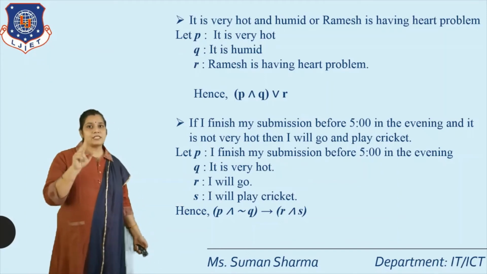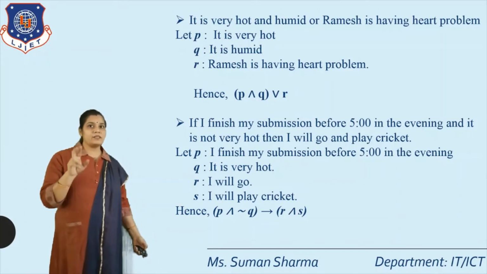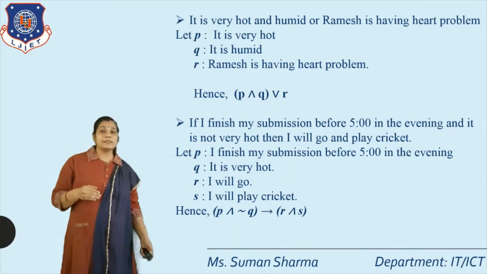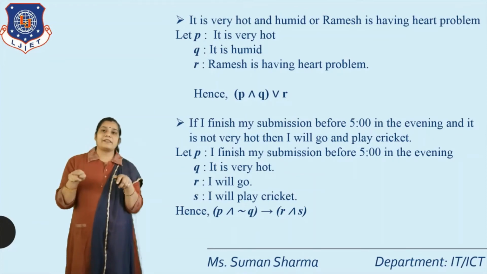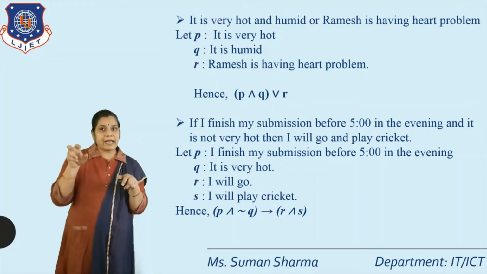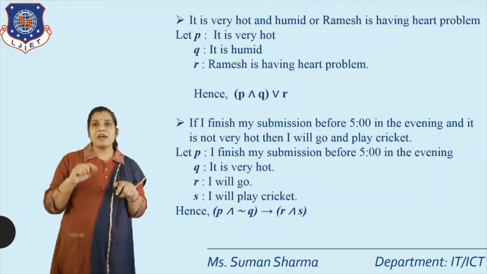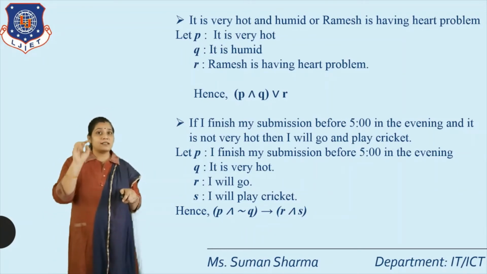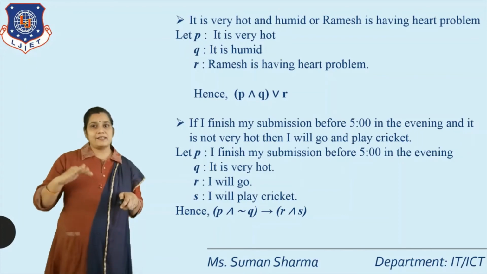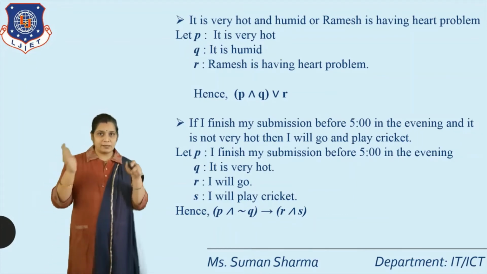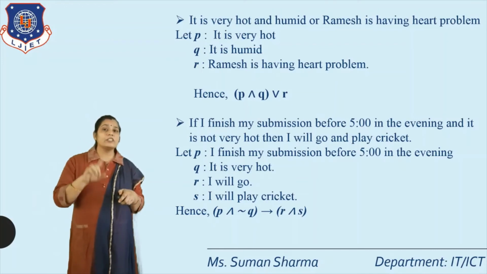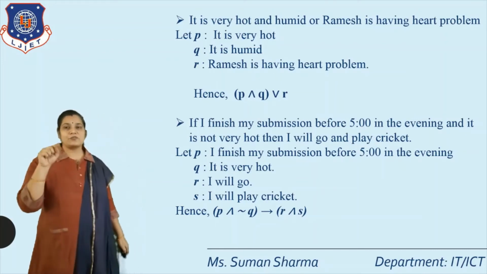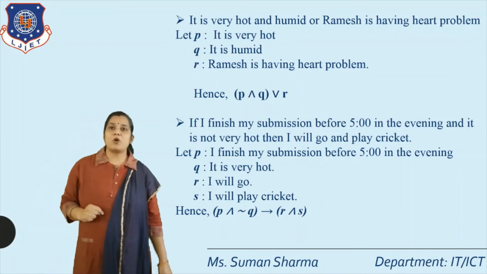So obviously P conjunction Q, because we consider P and Q, it is very hot and it is humid. But we write it in the bracket. So why do we use the bracket on P and Q, and why not write it on Q and R? Because first we use the word and, so you write P conjunction Q in the bracket. After that, according to your question, we use the word or. Okay, so we write the disjunction and small r.